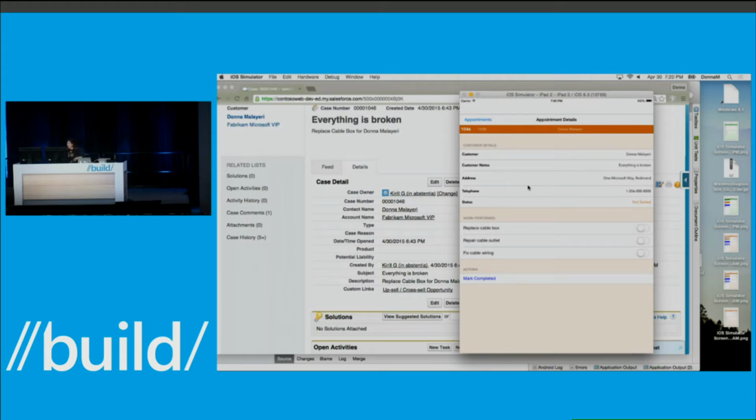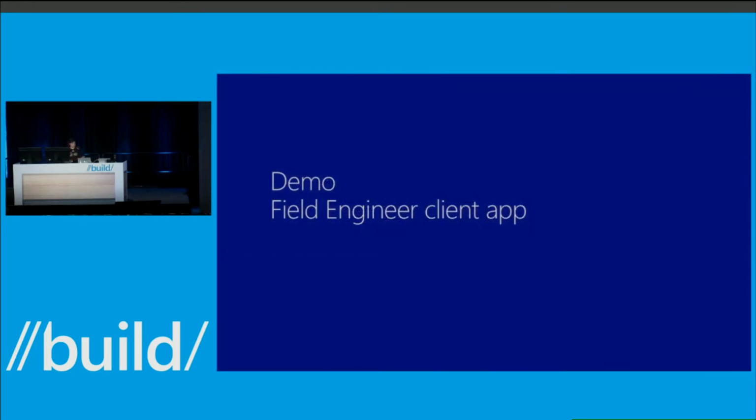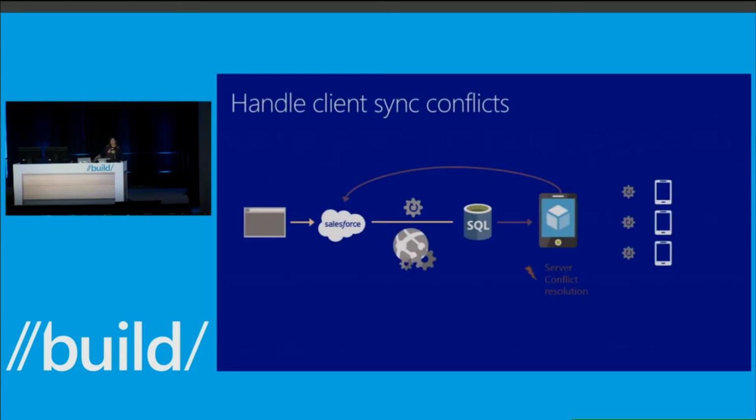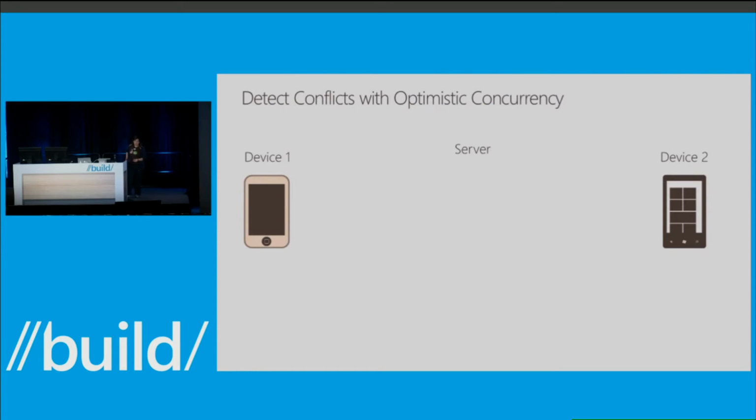Let me talk about how the sync conflicts actually work. Basically, remember this diagram of how the synchronization is done. With offline sync, you can decide where you want to do your conflict resolution. You can either do it on the server side, which is what I'm going to show in this example, or on the client side. And the way it works is it uses something called optimistic concurrency, which is a very fancy sounding word for don't lock the database while someone is doing a write.